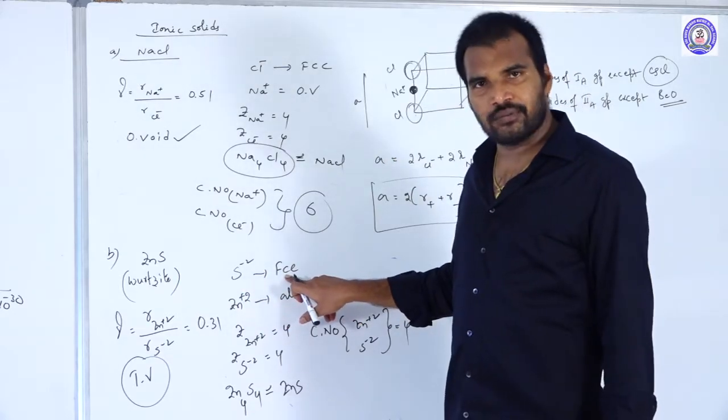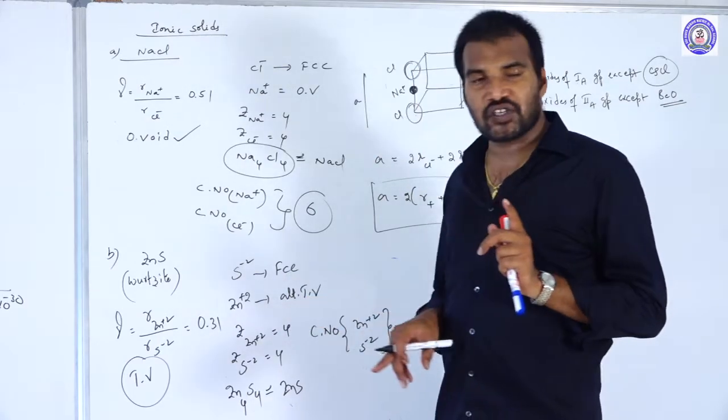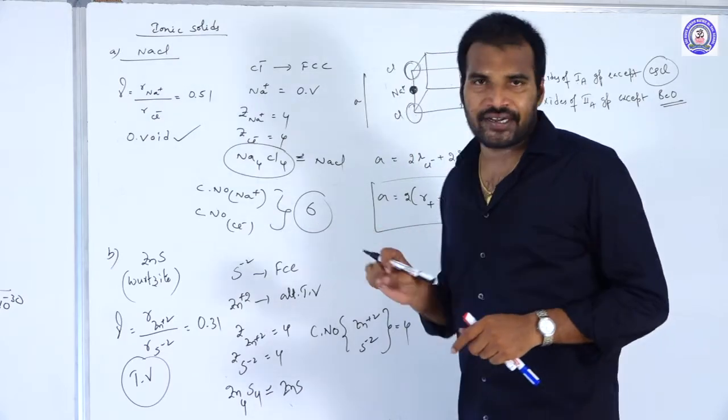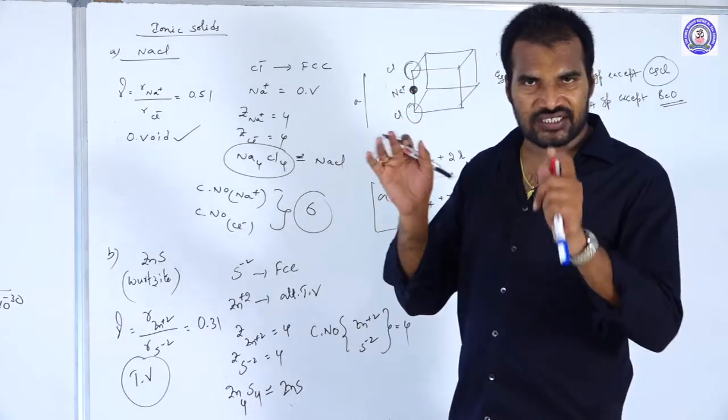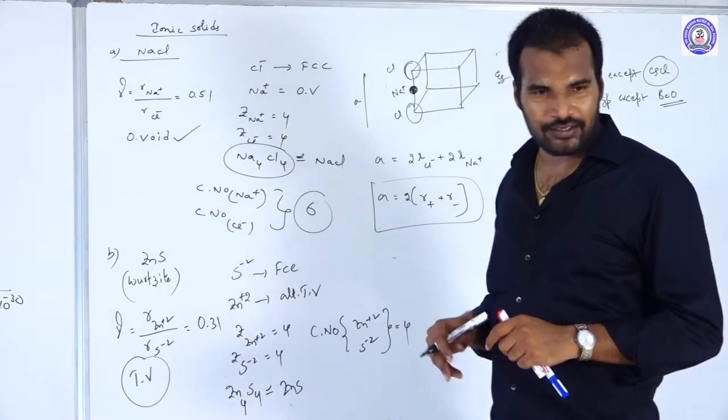Next, the distance. Already I told you that sulfide ions are forming FCC, that means they are present at the corners as well as the face centers. Zn plus 2 ions are present at the tetrahedral voids. And what is the distance from the corner to the tetrahedral void?